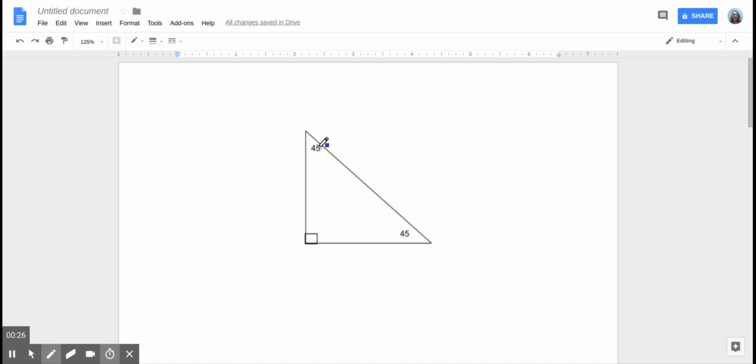The first thing we can notice about a 45, 45, 90 is that it is isosceles. Since the two angles are the same, that means the two legs in this triangle are the same. So let's say that this side over here is 5.